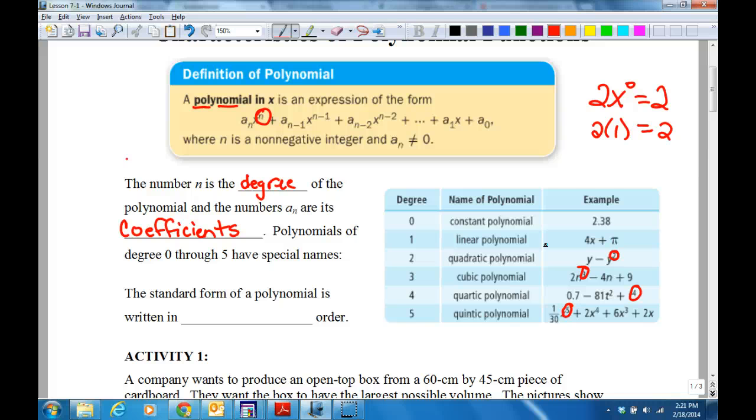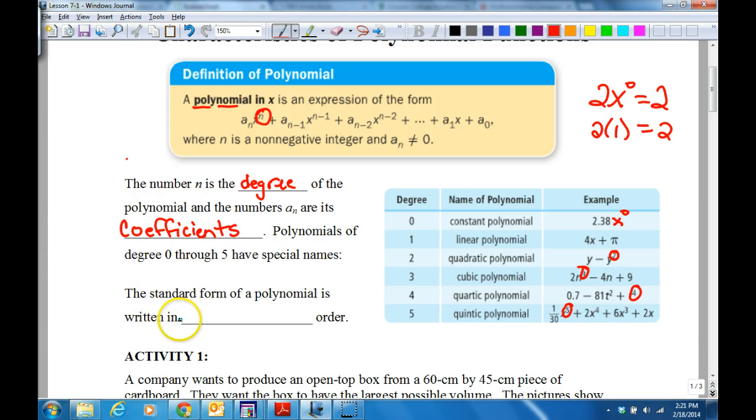Okay, wait, I don't understand the first one. How is that to the 0 power? This one right here, yeah. This would be like 2.38 times x to the 0 power. Okay, why didn't it write that? Because x to the 0 power is 1, and it disappears. Okay, good question. The standard form of a polynomial is written where the exponents are in descending order.